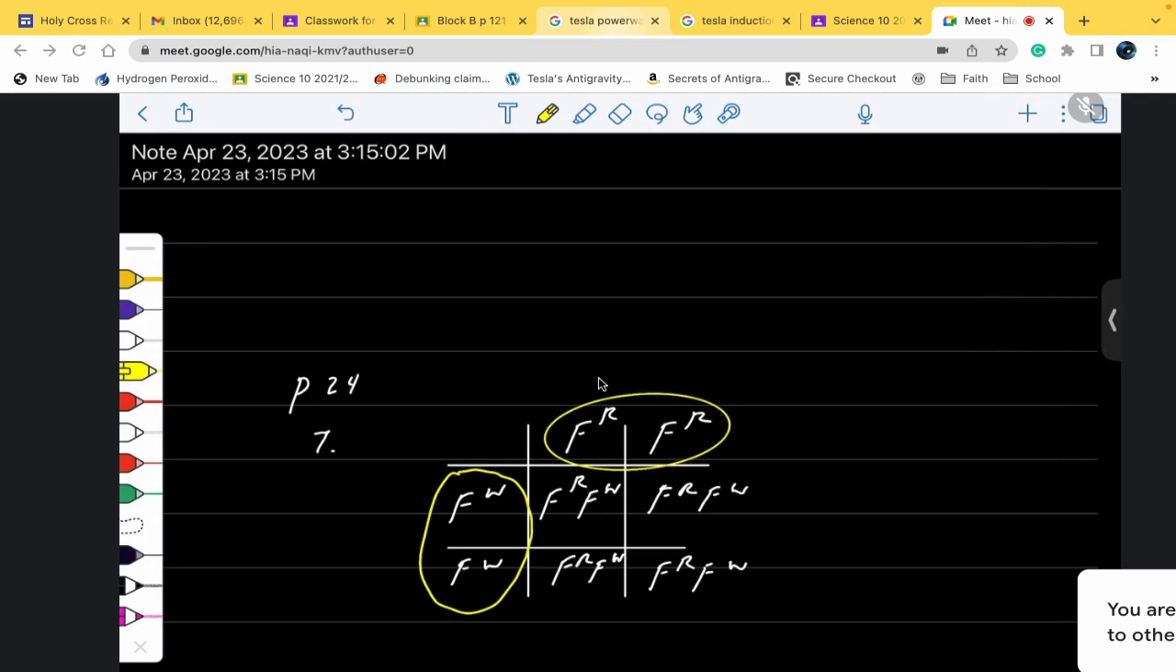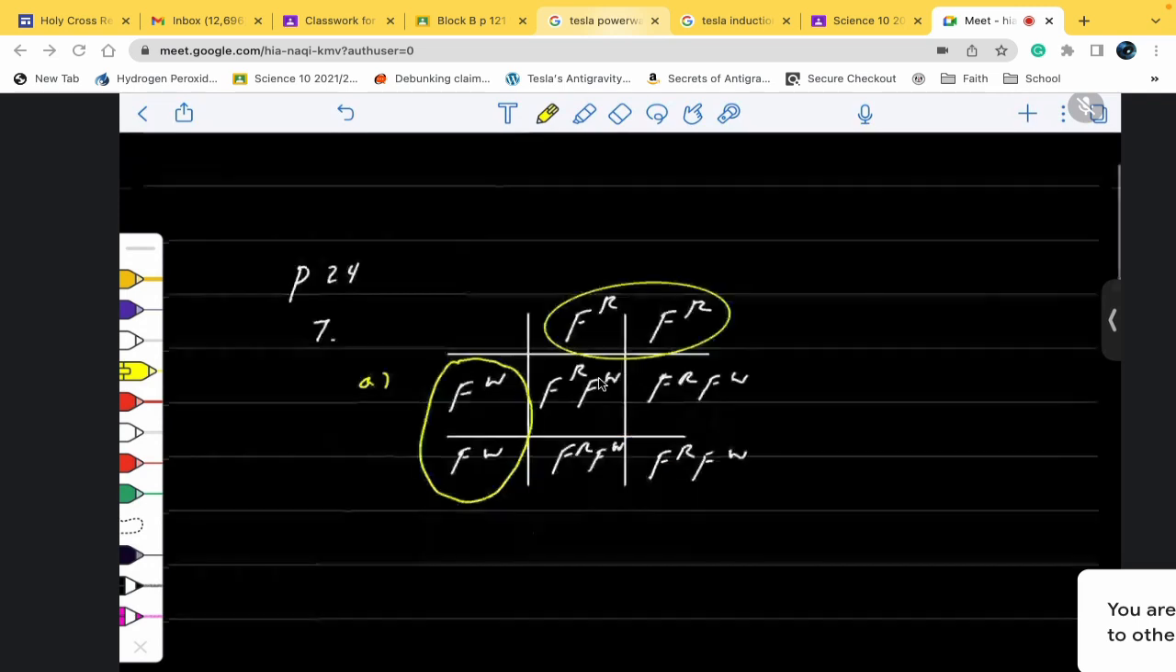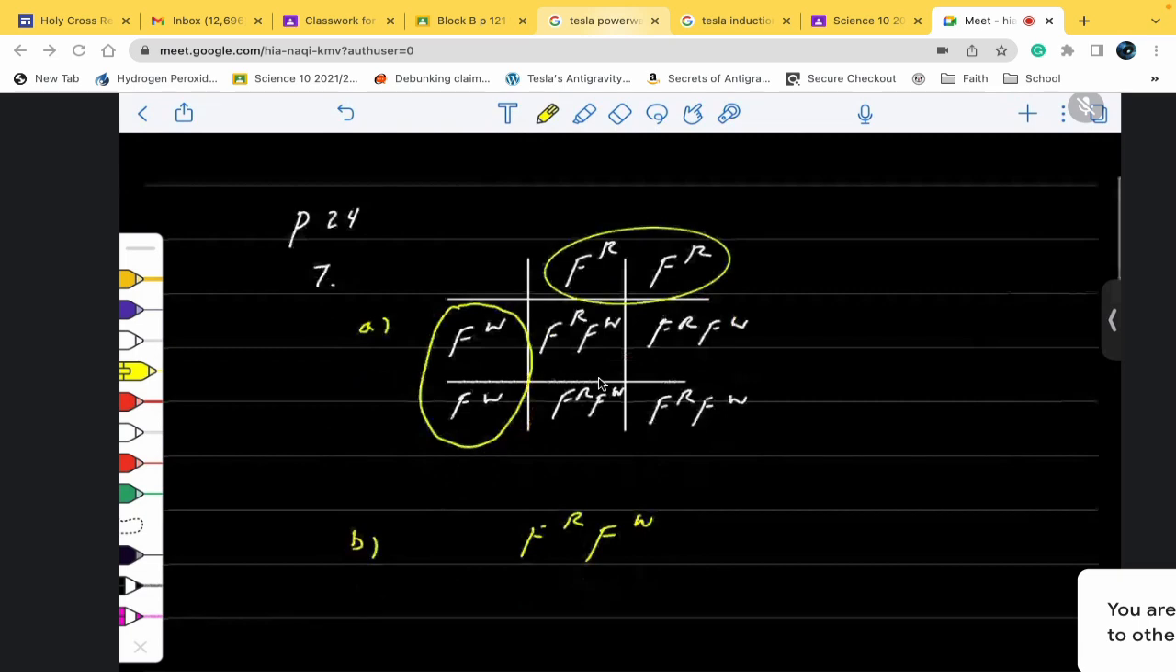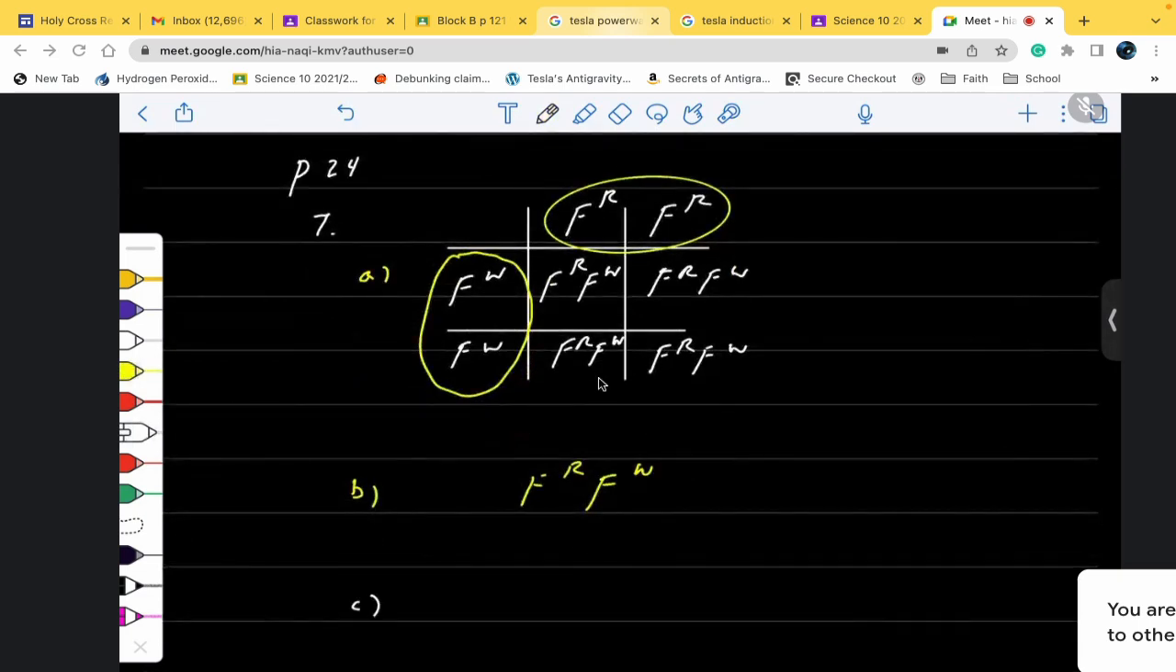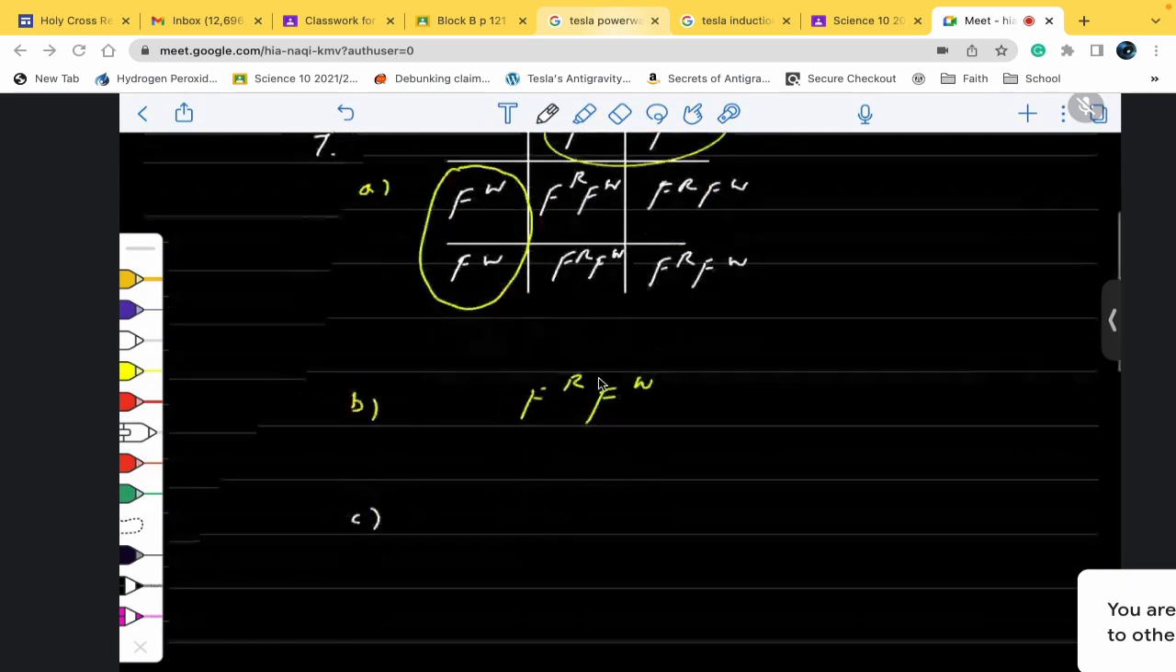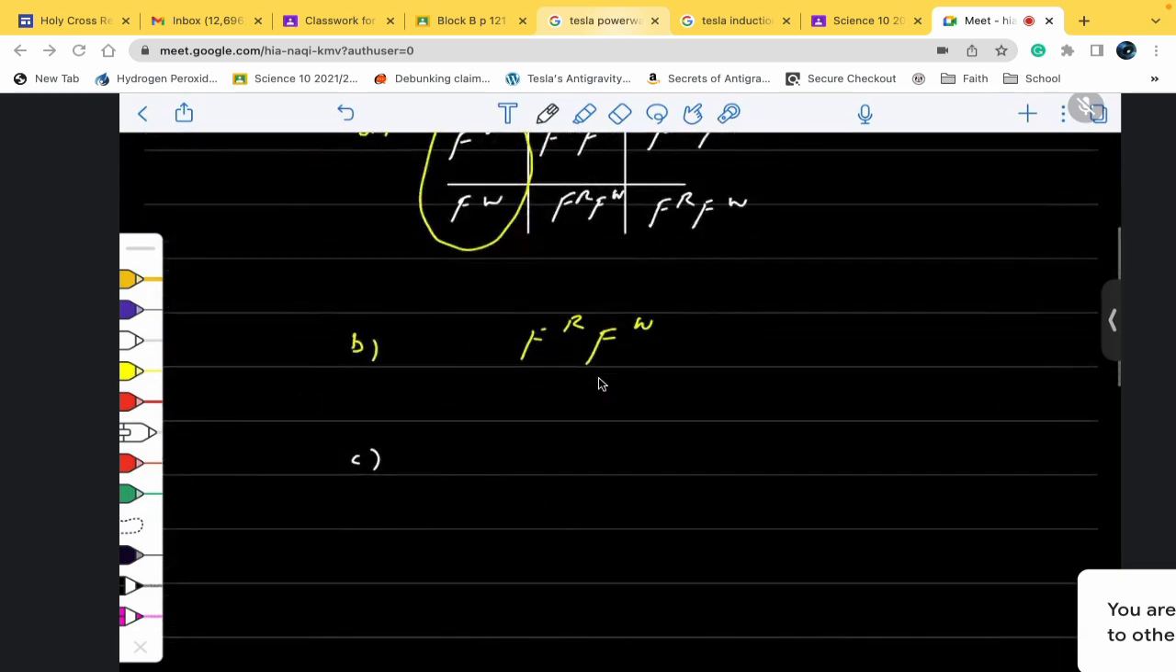Next, that's part A. It's just asking us for the genotypes. Part B. What's the genotypes of the pink flowers? Genotype of the pink flowers in the first generation is FR, FW. Okay, it's an incomplete dominance. You need both alleles to form the blending of the colors, pink. C, two pink flowers and then cross. What are the possible genotypes? Let's see what we get. We'll find out what the genotypes are and then the phenotypes.